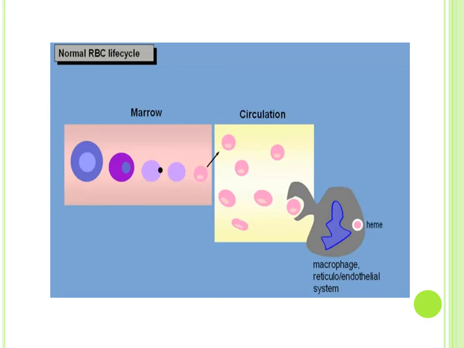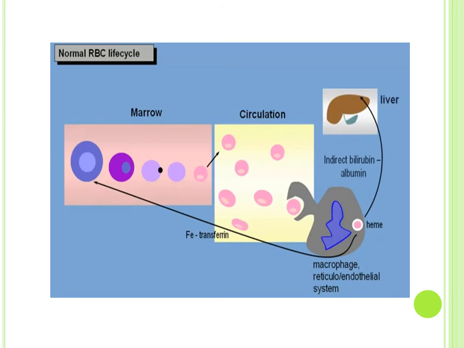The phagocytosed red cell's heme is efficiently detoxified by the macrophage. The iron is recycled, carried in the plasma by transferrin to the marrow, where it is taken up by erythroblasts and used to make new red cells.